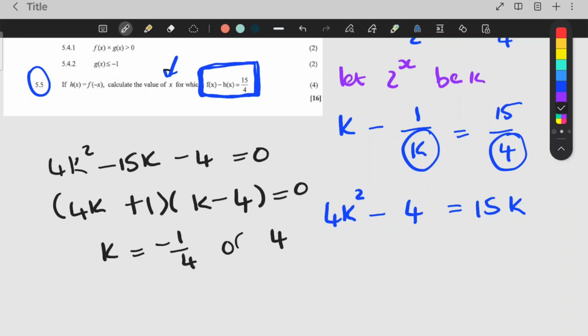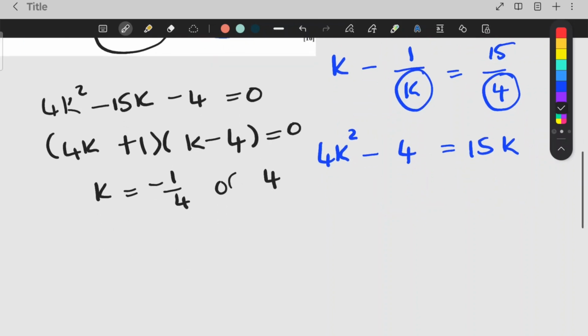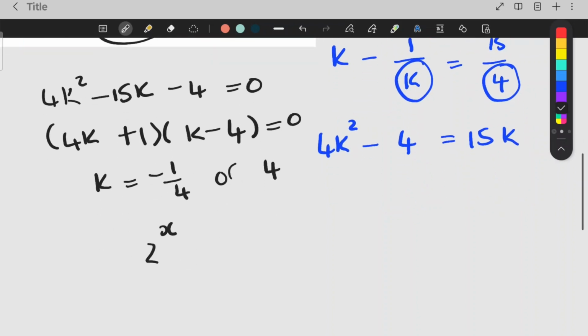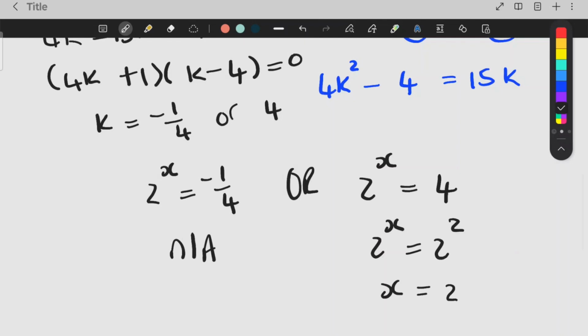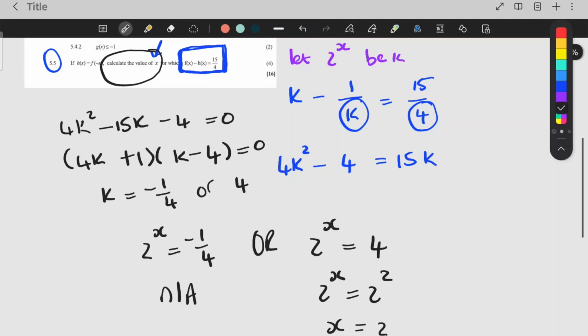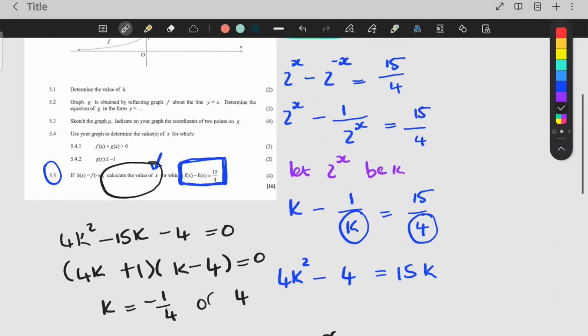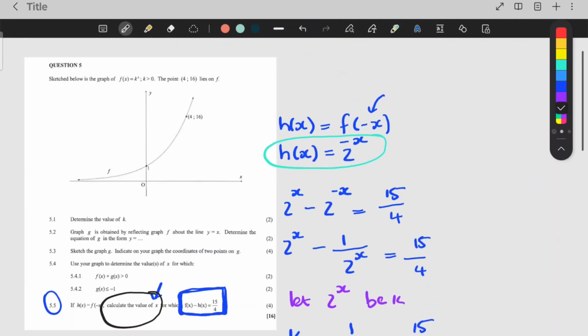But remember, the question was to solve for x, not for k. Remember, 2 to the x was k, so 2 to the x is this, or 2 to the x is this. You can't make the bases the same with a negative number, and here we can make the bases the same. So I get my x to be 2. And that's how you solve that question. If you can't factorize, use the quadratic formula. So that's how you would solve that question.